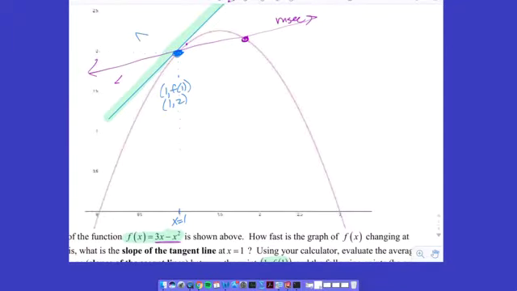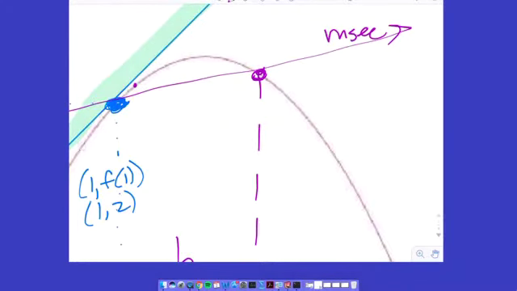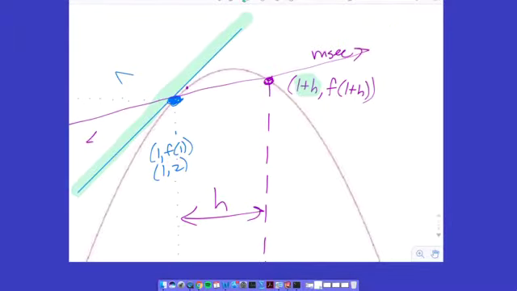But I'm going to be a little clever in how I define that other point. I'm not going to pick it to be like 1.5 or 1.01. I'm just going to define it to be, in general, h units away from the point that I'm interested in. Okay? So now I have the point 1, f of 1, and this point is 1 plus h, f of 1 plus h. So see what I'm doing there? I'm defining that second point to be h units away from my first point.